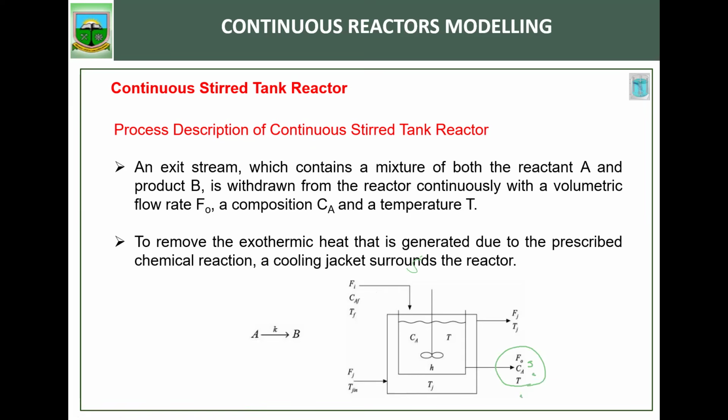Now, to remove the exothermic heat that is generated due to the reaction, we have the cooling jacket surrounding the reactor. Now, you see that this jacket we have here is just used to remove the heat that is formed inside. So it's a cooling system. So instead of putting hot steam or something, you rather put cold water, to compensate the exothermic reaction that is forming. So in this context, heat is removed from the system here. So there's a movement of heat in the system here.